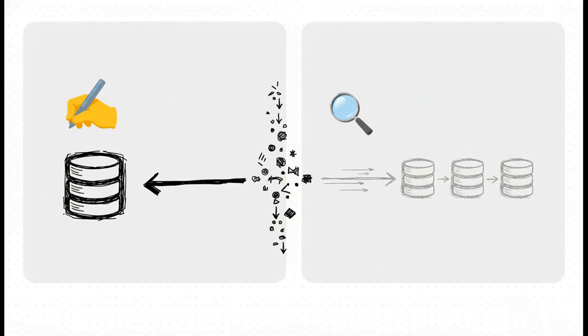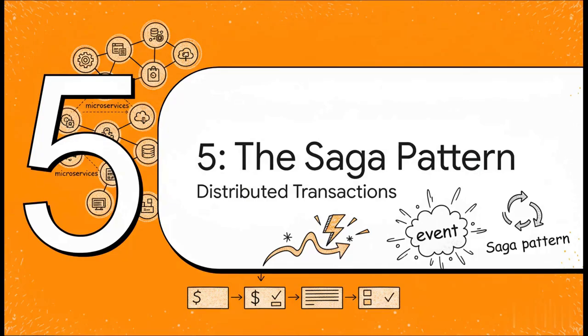It's a huge deal for high-performance systems. So in this new world of microservices, you run into a classic problem. How do you manage a single business process that needs to touch 3, 4, or even 5 different services? The old way with distributed transactions is just slow and brittle. Well, the Saga Pattern is the modern event-driven answer.